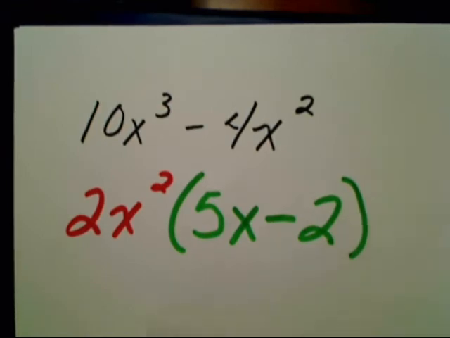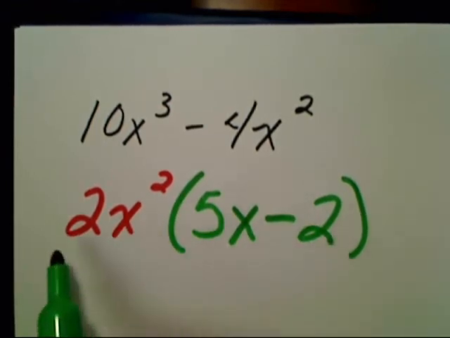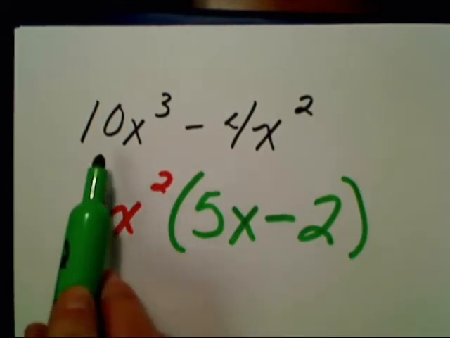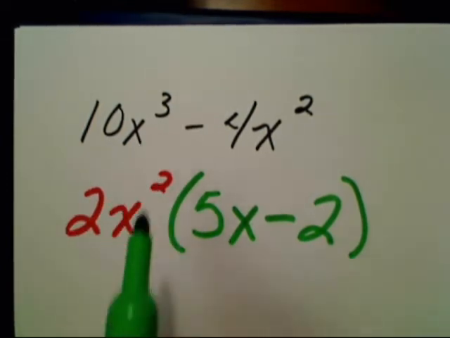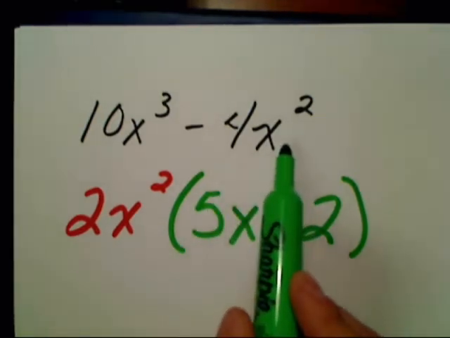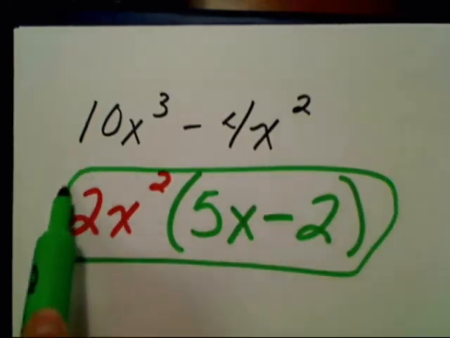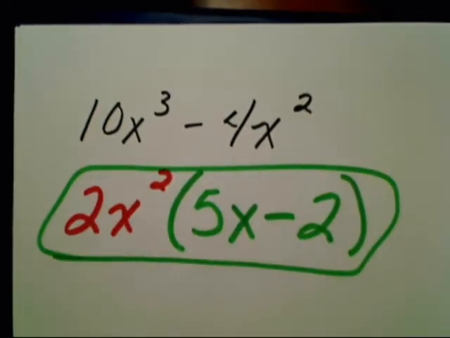You can always check your factoring by multiplying back inside. 2 times 5 is 10. X squared times x is x cubed. 2 times 2 is 4, and the x squared comes along for the ride, and I still have my minus. So there's my answer for that one.